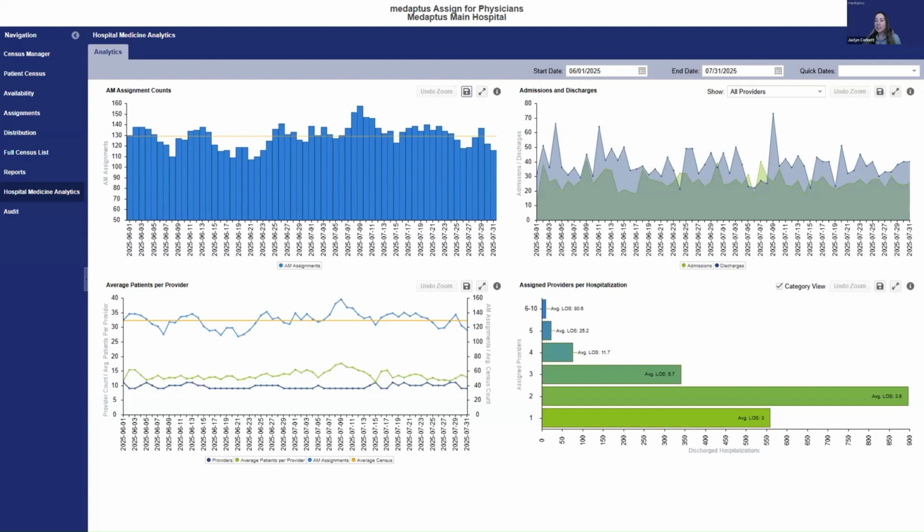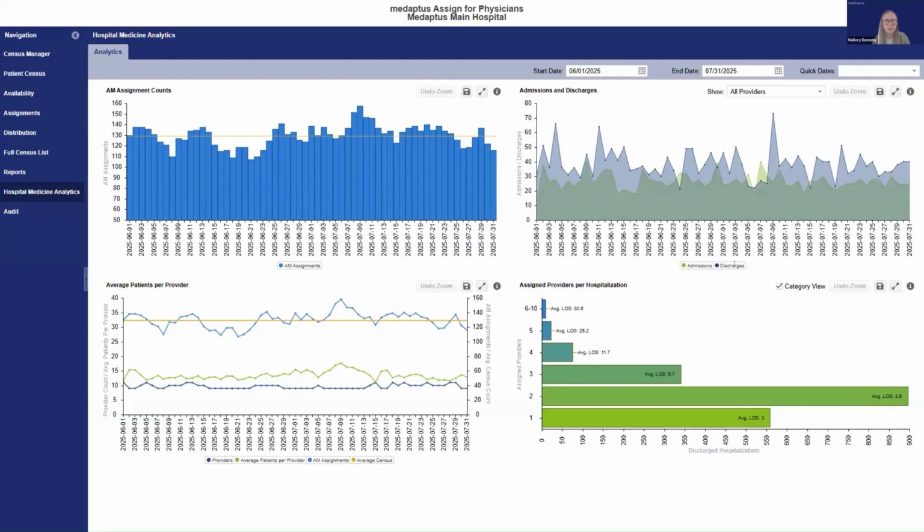Yeah. So this graph provides daily trends of your admissions and discharges across your hospital medicine program. What I really like about this visual is that it overlays both of those metrics. So you can immediately see if your patient throughput is balanced, whether or not your discharge volumes are keeping pace with your admissions. And this also will help your team monitor your bed utilization and patient flow.